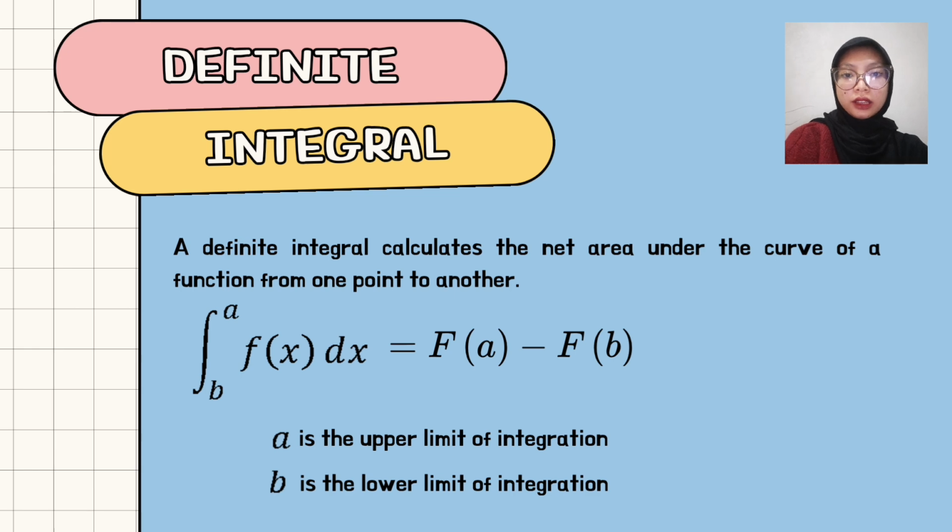Definite integral. Definite integral calculates the net area under the curve of a function from one point to another. The notation is written as the integral from a to b of f of x dx is equal to capital F of b minus capital F of a. This tells us how much total area is accumulated between the 2 points a and b on the x-axis.